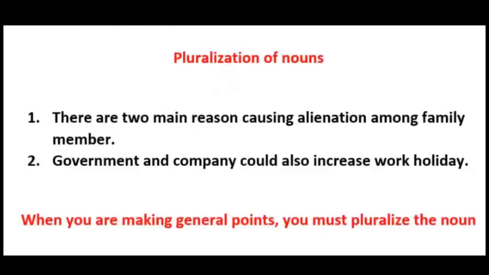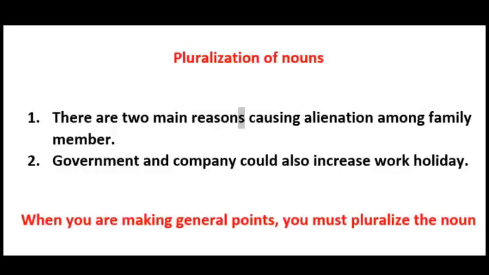Another common mistake is the pluralization of nouns. So what do I mean by that? Well, let's read these two sentences. Number one, there are two main reasons causing alienation among family member. Number two, government and company could also increase work holiday. So in sentence number one, hopefully you can see that we've already counted two of these reasons.